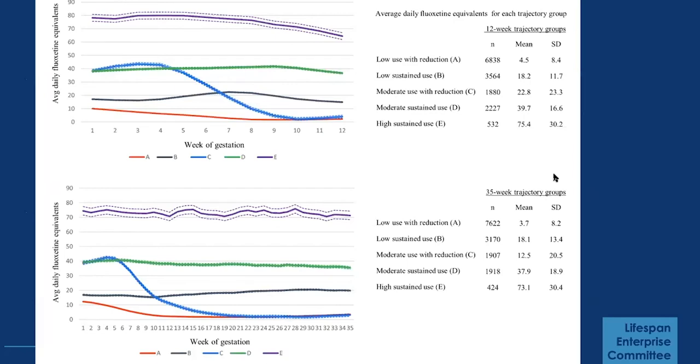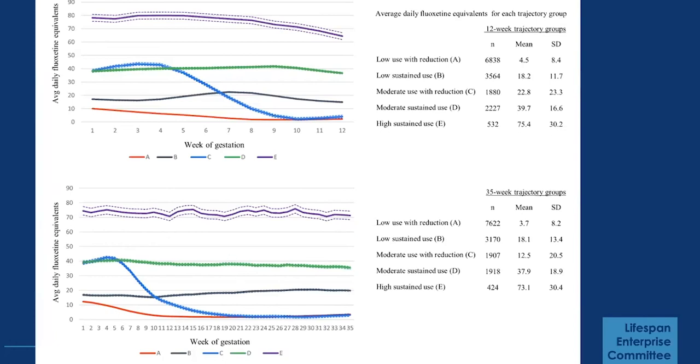So when we did the trajectories on antidepressant use, we modeled these twice. We were interested in malformations. As I previously said, those really have a critical period of the first 12 weeks. So we looked at antidepressant exposure here in the top panel just through 12 weeks of gestation. And then at the bottom, we ran it out through 35 weeks.